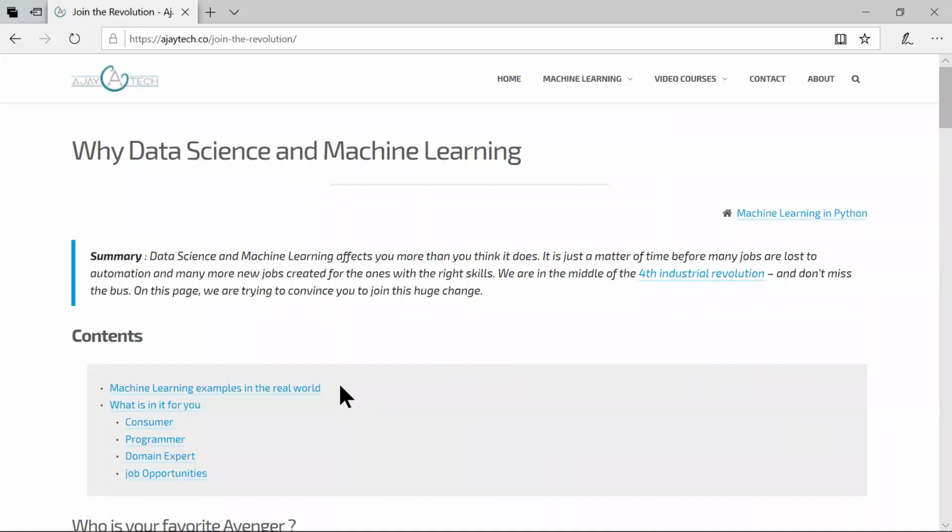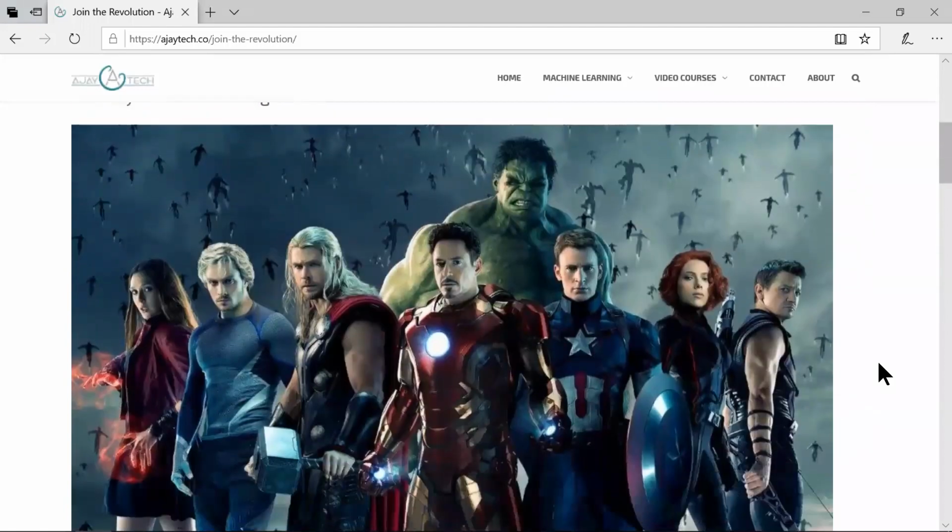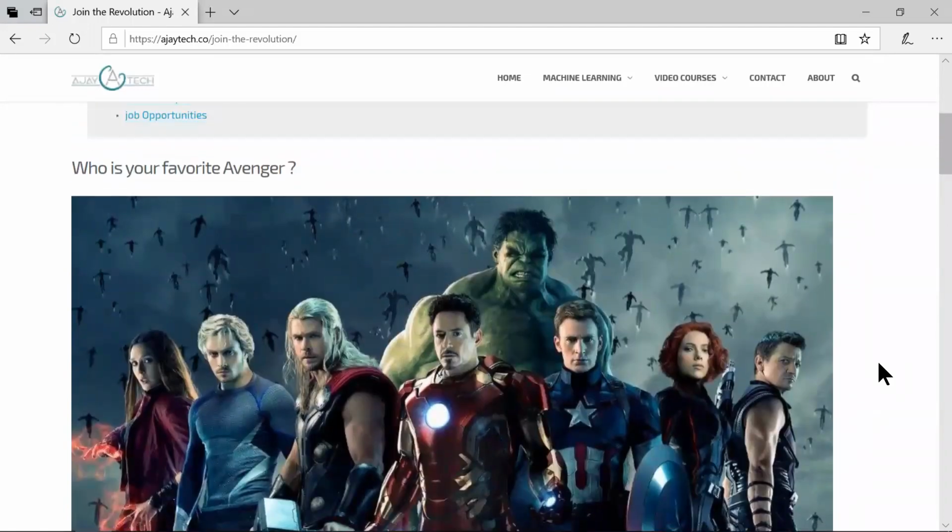So let's look at some examples in the real world, okay? But before we do that, if you look at this, if we have watched this movie, The Avengers, there are so many Avengers, right? Iron Man, there is Hulk, there is Black Widow. Who is your favorite Avenger? Most of you, according to surveys, most of us have said that Iron Man is our favorite Avenger. Now, why is that? Why is Iron Man our favorite Avenger?